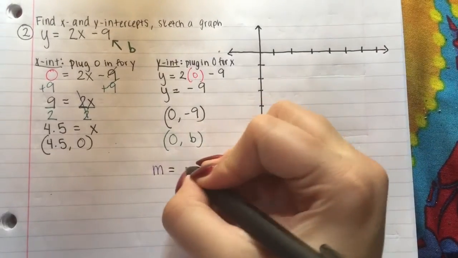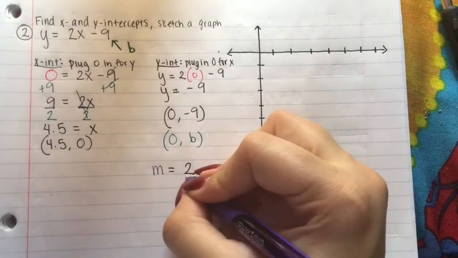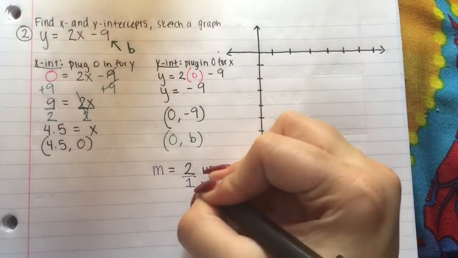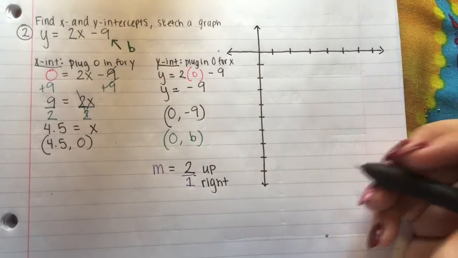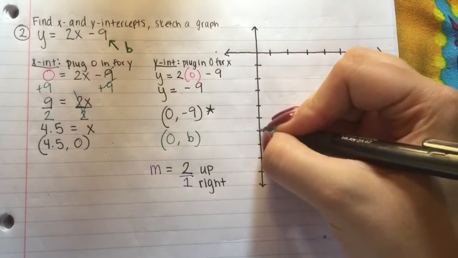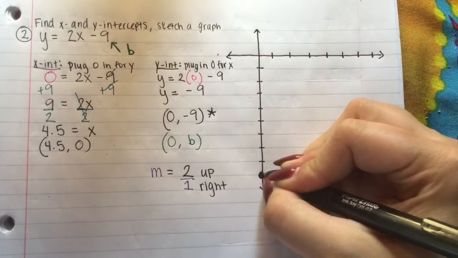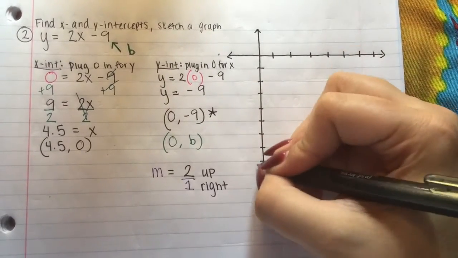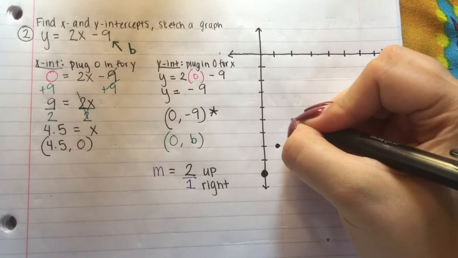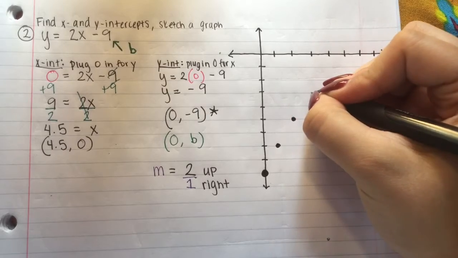Let's go ahead and sketch this graph using slope-intercept form. Remember that my slope is the number next to x, so I'm using 2 over 1. I can move up 2 and then to the right 1 because my slope is positive. We'll start at the y-intercept at 0, negative 9, and we'll go ahead and count 2 up, right 1. 2 up, right 1. And we'll continue that pattern as long as we want.